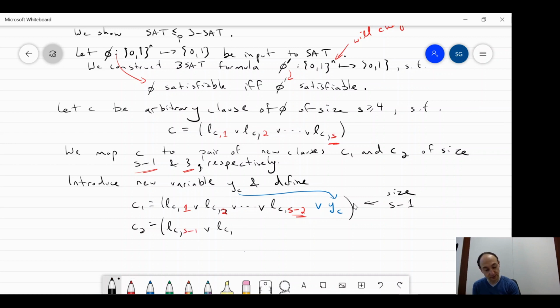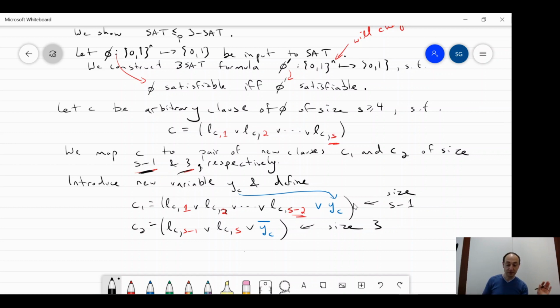Here's your s and your s. Those are the last 2. And now it has to be size of at least 3. Well, it doesn't have to be, but it's going to be in order for this reduction to work. Now I put in this yc, but I'm going to do something slightly different, which is I'm going to negate yc here. Okay, and here's your size 3. Okay, and that's what I said, right? I said up here, size s minus 1, size 3, and there you go.